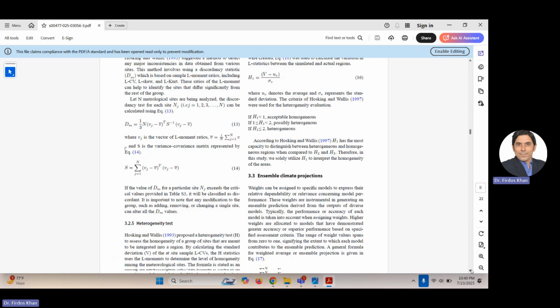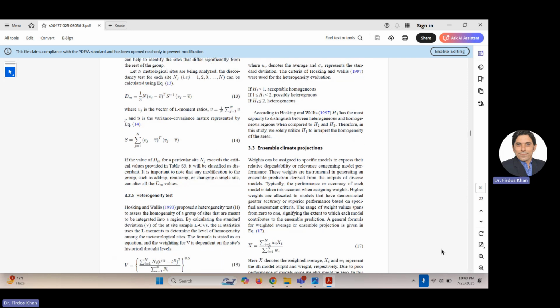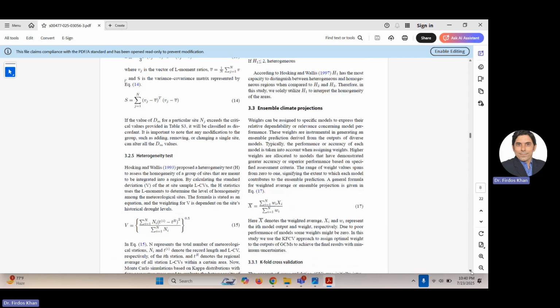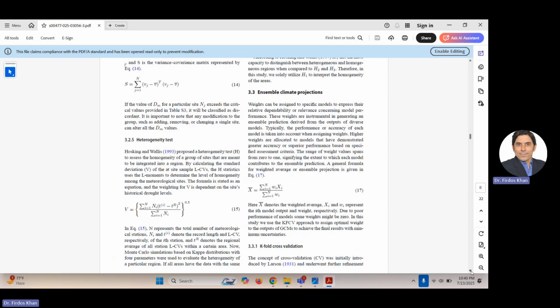And now at the end, you need to do ensemble climate prediction. What does ensemble climate prediction mean? It means that you need to calculate the weighted average of all the model outputs which you are using. Like from CMIP6 data, we have used multiple models. So you need to calculate optimal weights. I mean, the model which performs better compared to the observed data will receive higher weights, and the models which do not perform well will receive lower weights.